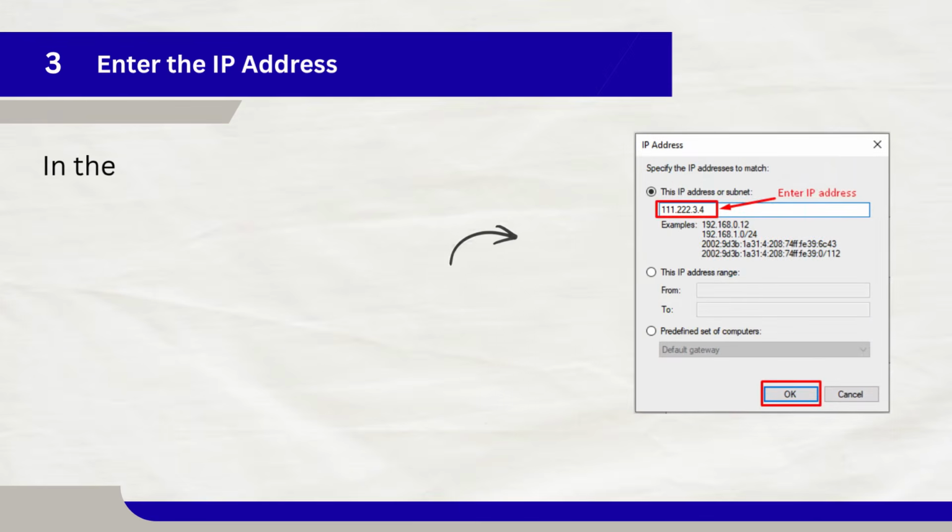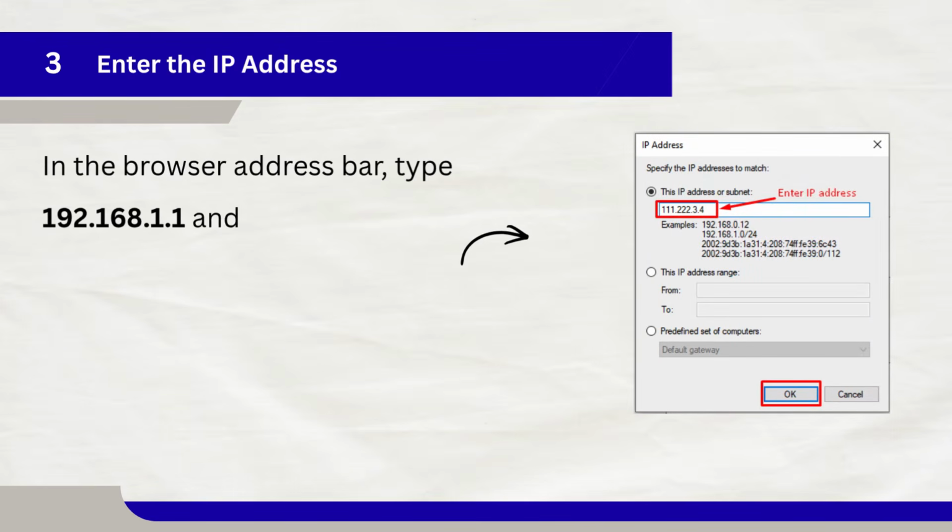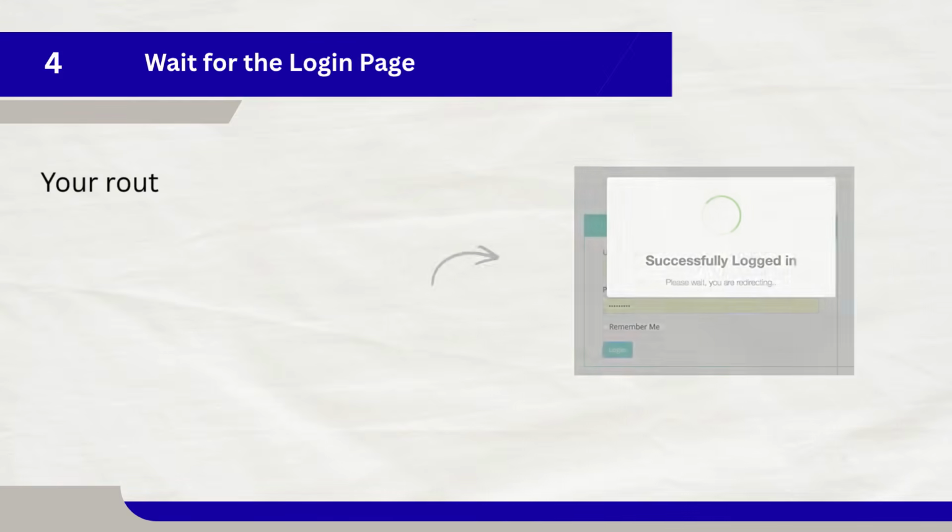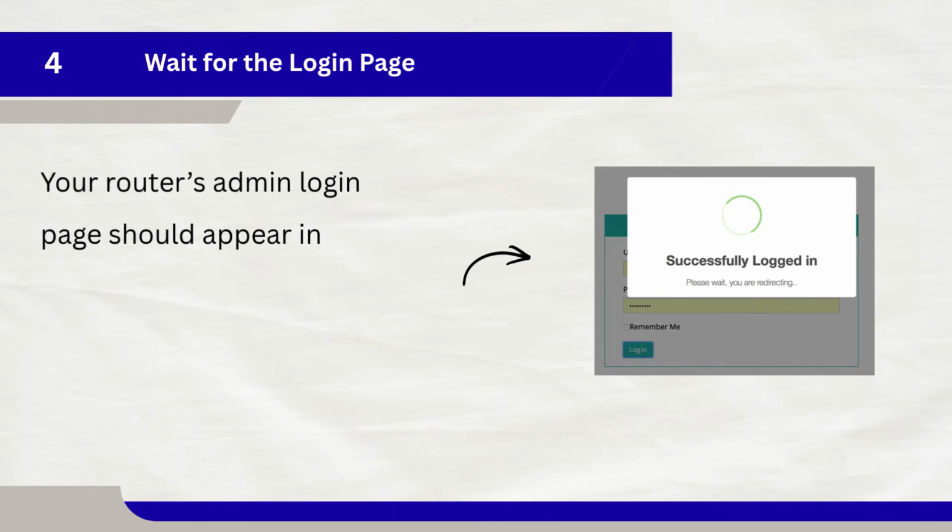3. Enter the IP address. In the browser address bar, type 192.168.1.1 and press enter. 4. Wait for the login page. Your router's admin login page should appear in a few seconds.